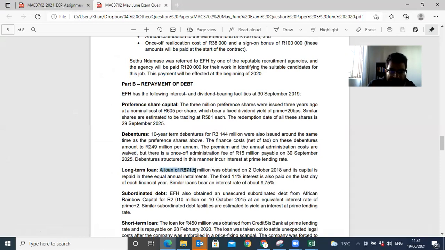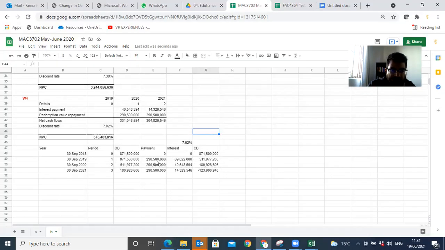So a loan of 875 was obtained on 1 October and its capital is repaid in 3 equal installments. Okay, so in 3 equal installments. What's important to take note of is that interest is calculated on the outstanding capital balance.